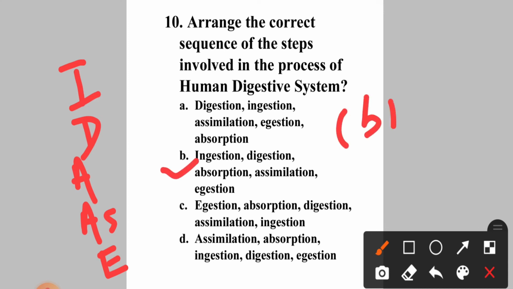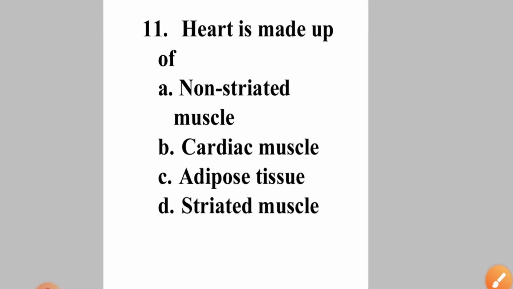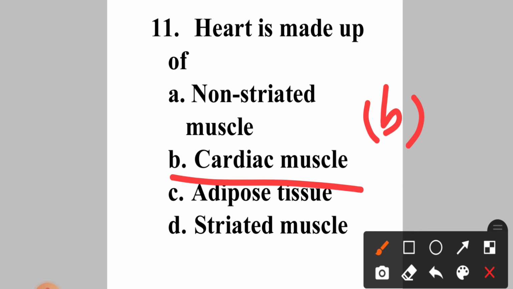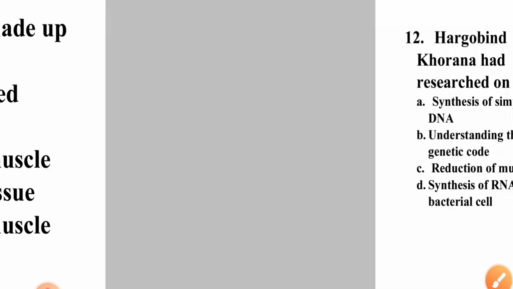Okay, so answer will be option B, that is ingestion, digestion, absorption, assimilation and then egestion. Okay, now come to question number 11. Heart is made up of option A, non-striated muscle, B, cardiac muscle, C, adipose tissue, D, striated muscle. Okay, so remember this, heart is made up of cardiac muscle. Option B will be the correct answer.